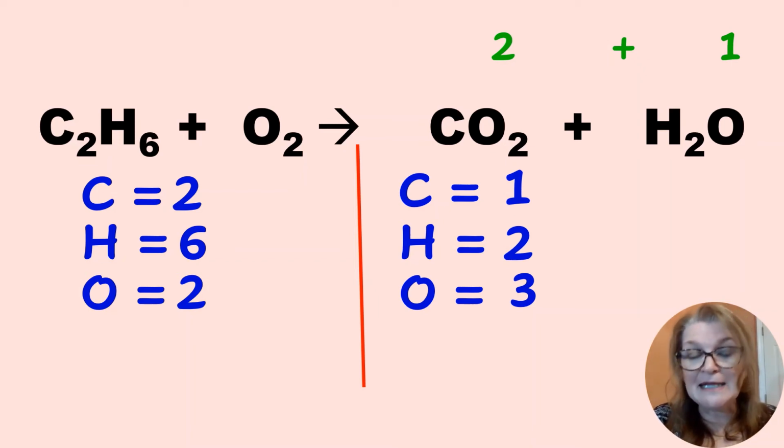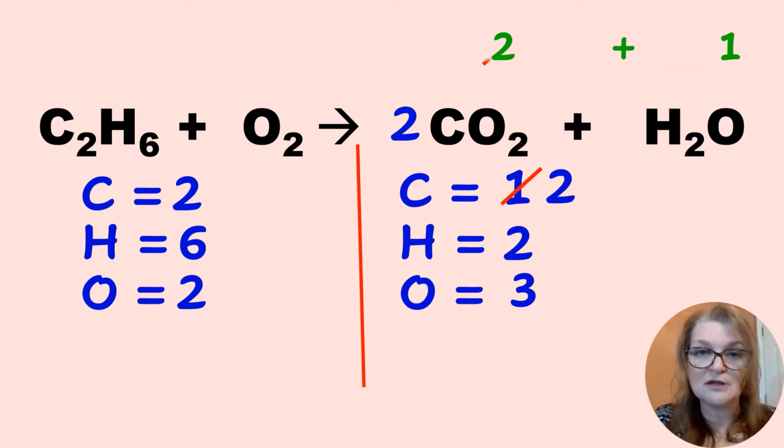We could start with any element, but again, since oxygen is split between 2 compounds on the product side, it's not wise to start with oxygen. We should start with one of the others. So let's start with carbon. There's 2 carbon on the reactant side, so we need to put 2 on the product side. We do that by changing the coefficient. We're going to put a coefficient of 2 in front of the CO2 and then immediately adjust our inventory.